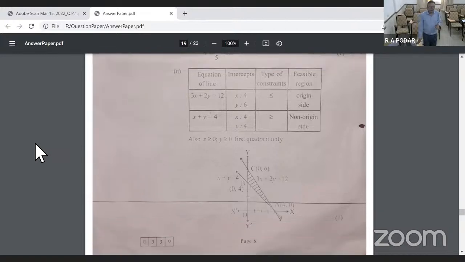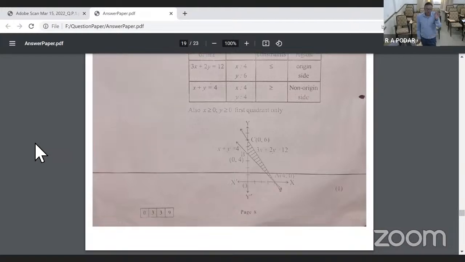So here you have to draw the rough sketch of the graph. See how these columns are made. In equations you have to write in terms of equation, then intercepts you have to find, and then the types of constraint will decide the feasible region. So it is origin side, non-origin: less than at the origin side, greater than at the non-origin side, and then the common region is the shaded region there, and then you get the common region points.